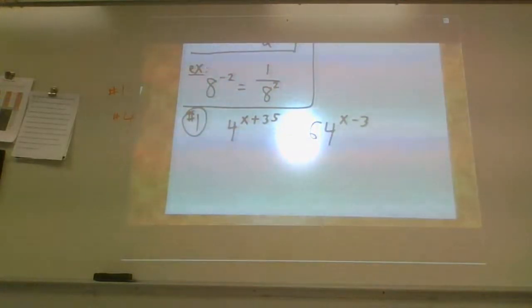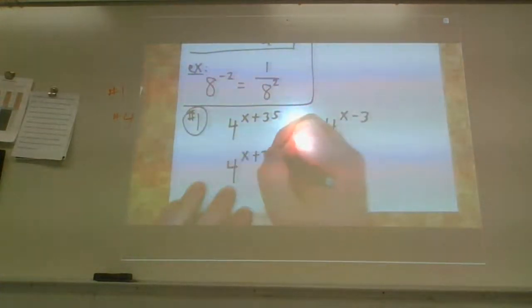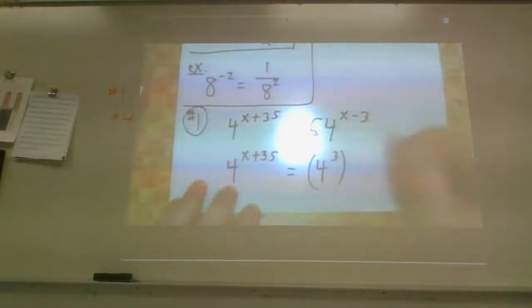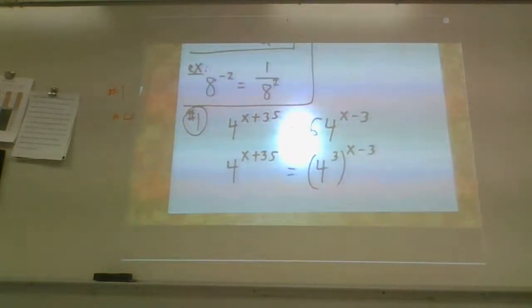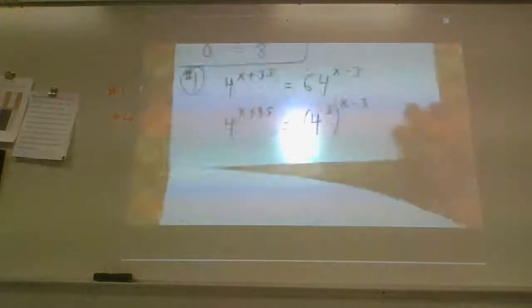But a faster way of doing it would be recognizing that 64 is nothing more than 4 cubed. It's 4 times 4 times 4. That's a shortcut way to do it. It's not the only way, but in my opinion, it is the most straightforward way of doing it.